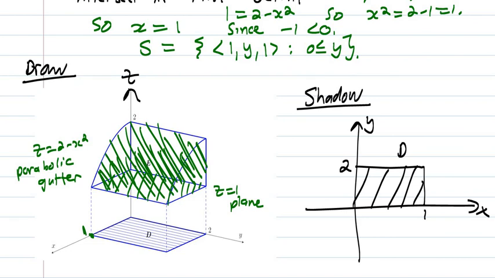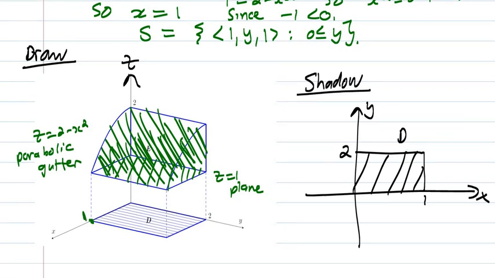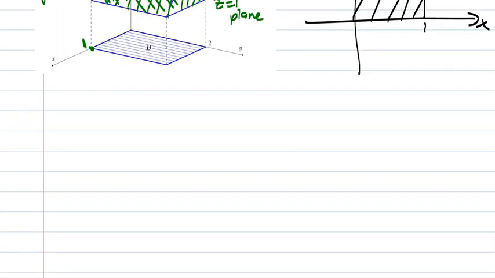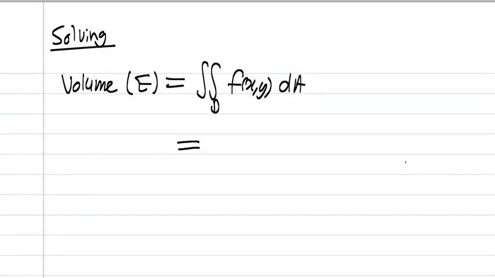Now, if we imagine we look at the shadow on the xy plane, for this region, the shadow will be a rectangle. And the rectangle will be, the x values are from 0 to 1, and the y values are from 0 to 2. All right? And remember, 1 was the answer we got when we calculated when the two surfaces intersect. We saw that x had to be 1. So the shadow will be region D. Great. So now we are in business, because now we can solve.